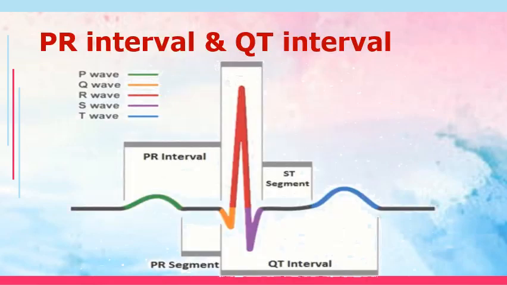So you also have the terms PR interval and your QT interval. Your PR interval is the distance, of course, between the first elevation here for your P wave and the start of your R wave. That's why it's referred to as your PR interval. Then you also have your QT interval. For your QT interval, that will be between your Q wave and the end of your T wave. Okay, referred to as your QT interval.